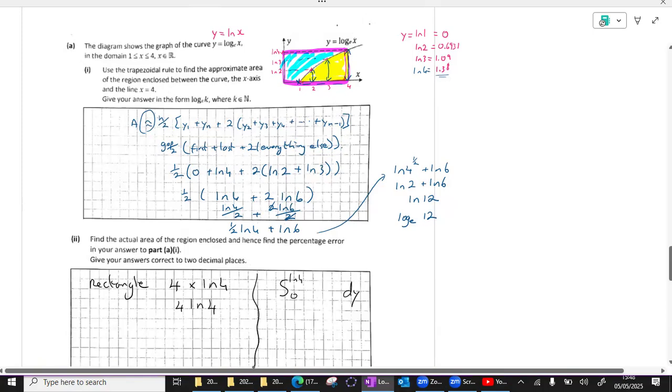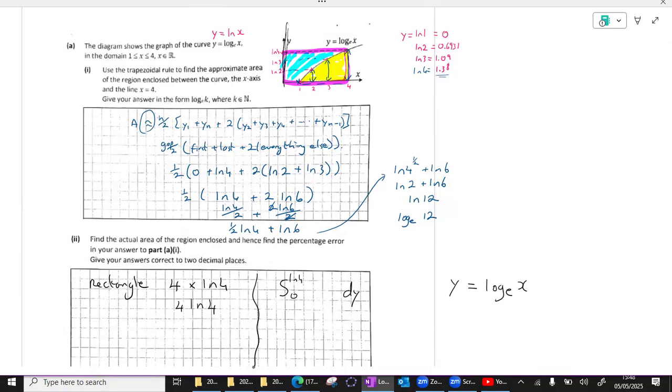Now, the reason it's dy is because if I'm going to do the blue bit against the y-axis, then that needs to be in the form of y. Now, in the question, it says y is equal to the log of x to the base e. Now, why can't I do that directly and just do the integration of the log to the base e?